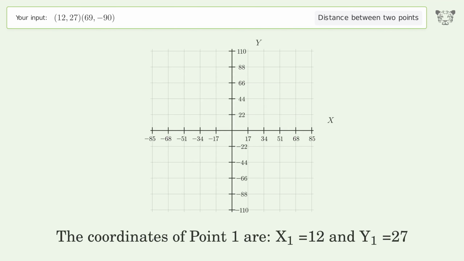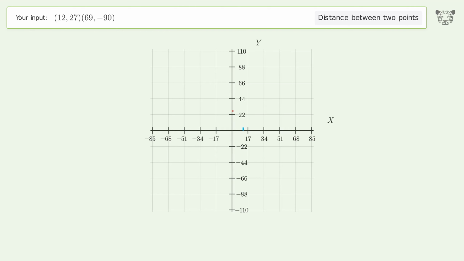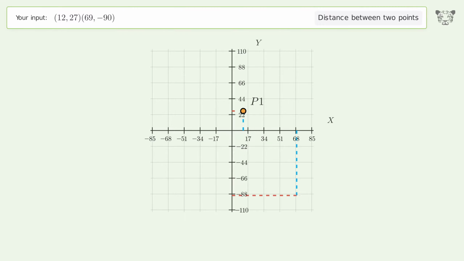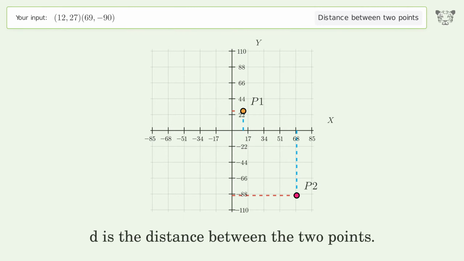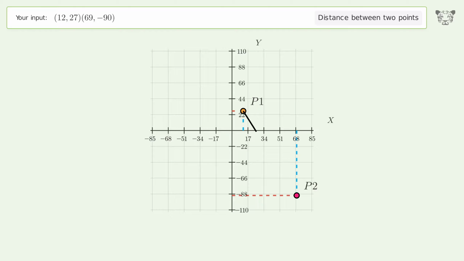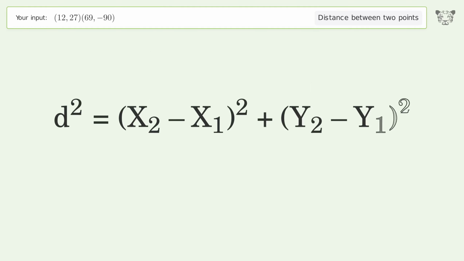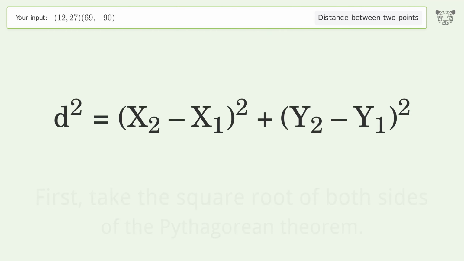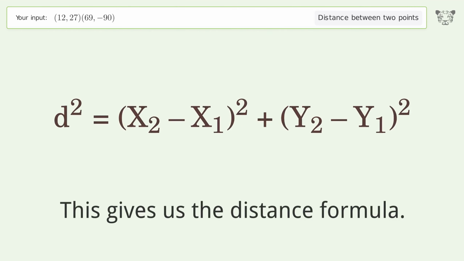The coordinates of point 1 are x1 equals 12 and y1 equals 27. The coordinates of point 2 are x2 equals 69 and y2 equals -90. D is the distance between the 2 points. First, take the square root of both sides of the Pythagorean theorem. This gives us the distance formula.